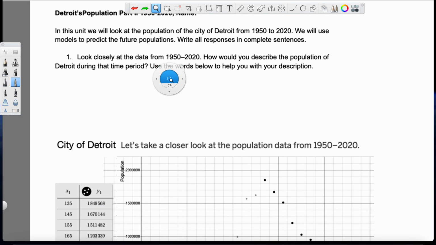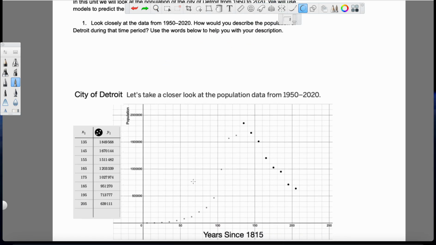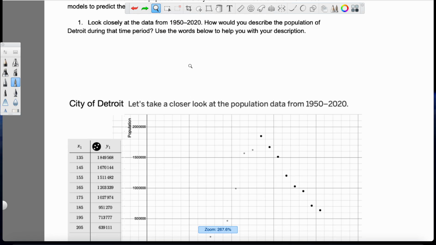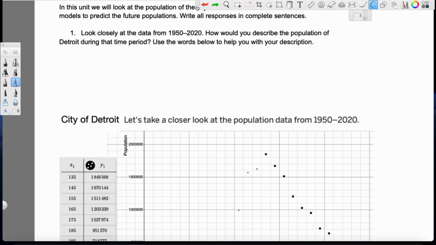And in the first part, we looked at the population from 1815 up through 1900 something. And we saw that it was an exponential growth. And we saw some reasons why it did that, some economic factors and things like migration and pandemics and cholera, things like that.